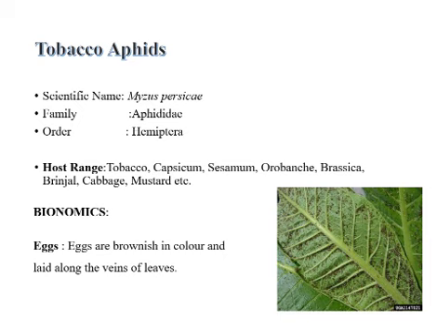Next, major pest tobacco aphids. Myzus persicae, Aphididae family, and order Hemiptera. The host range of aphids is very long because it affects many plants like tobacco, capsicum, sesamum, cabbage, mustard, etc. Aphids lay brownish eggs on the underside of the leaf, along the veins. Here we can see in the picture.